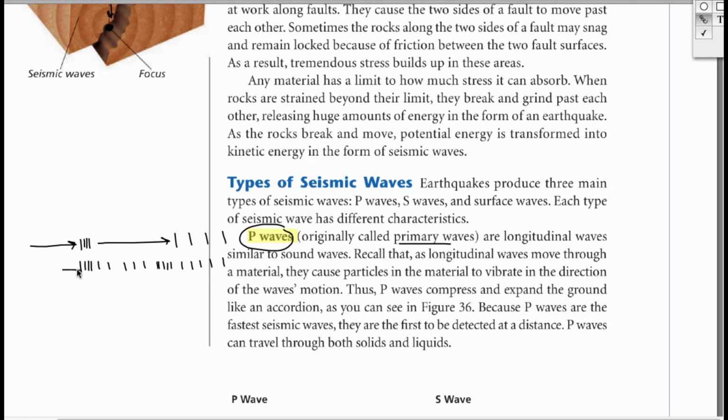So if you push them together, they're going to push the next one and the next one and the next one, and originally they're going to get compressed, and then they're going to push against each other and stretch out, and then they're going to get compressed again. That is a pressure wave, or P wave, also called a primary wave, because they travel fastest and they get to another location first. They are the fastest seismic waves.